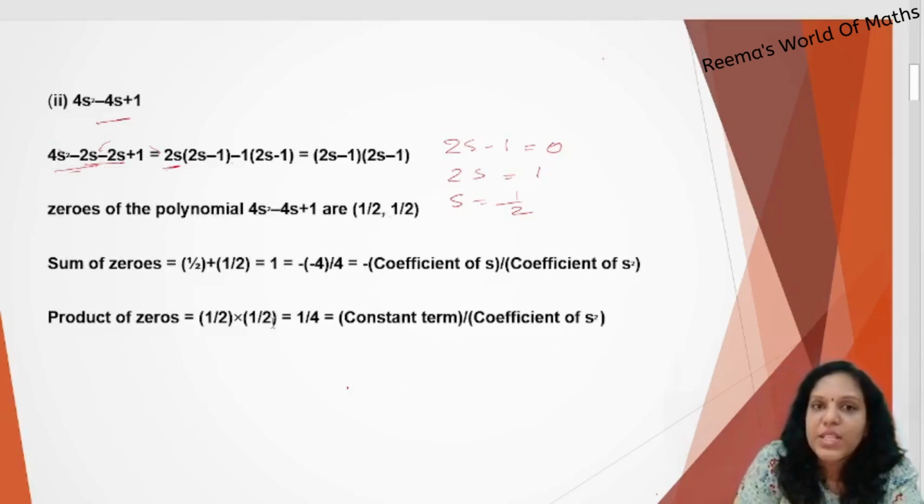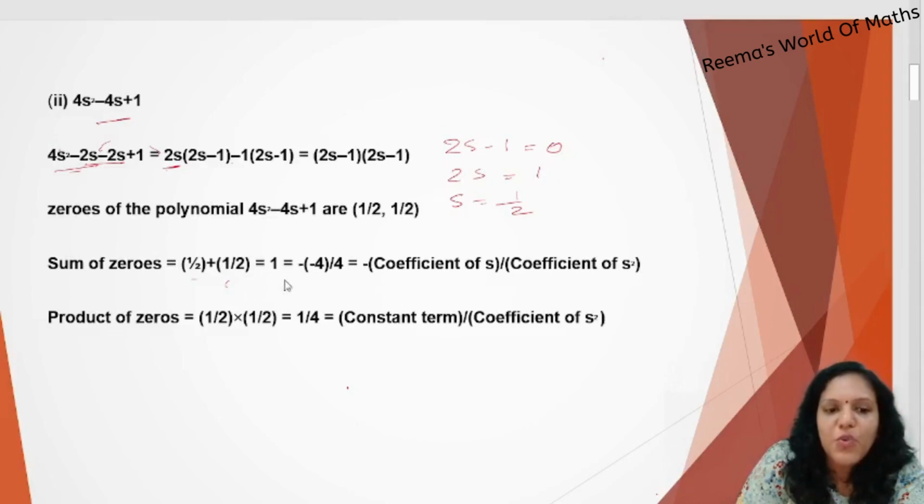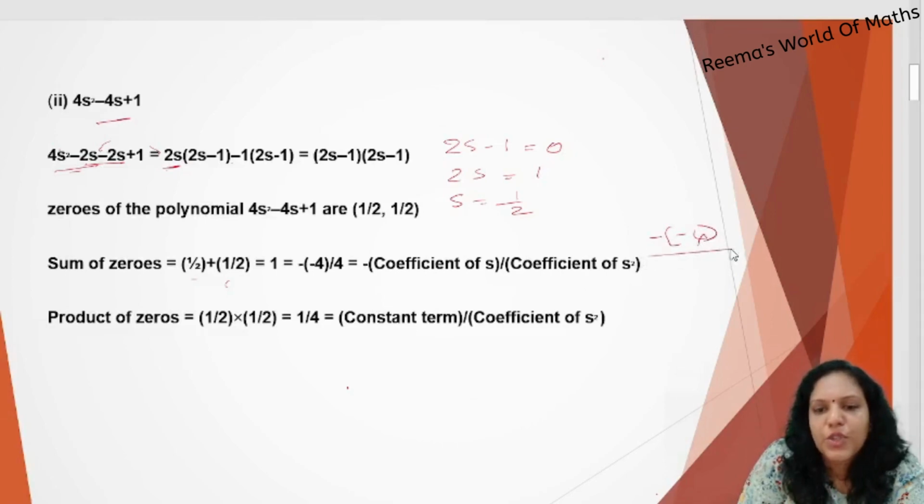Let's verify the relationship. The sum of the zeros, 1 by 2 plus 1 by 2, taking the LCM, will give you 1. And minus coefficient of s divided by coefficient of s squared: the coefficient of s is minus 4, so minus into minus 4 divided by coefficient of s squared, which is 4, is also equal to 1. So the sum of zeros is equal to 1, and minus coefficient of s divided by coefficient of s squared is equal to 1. So we verified the first relationship.